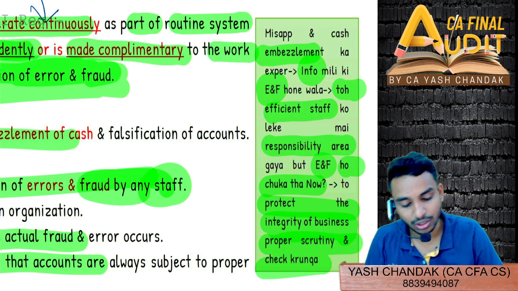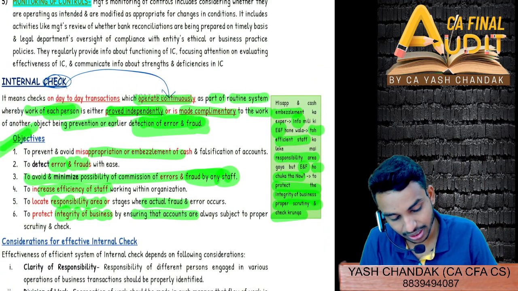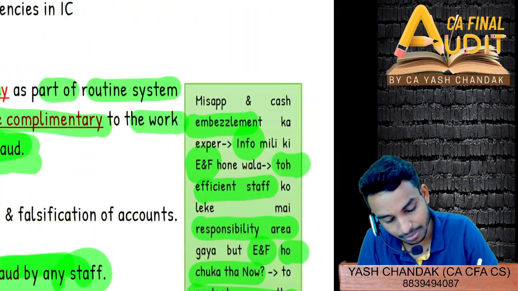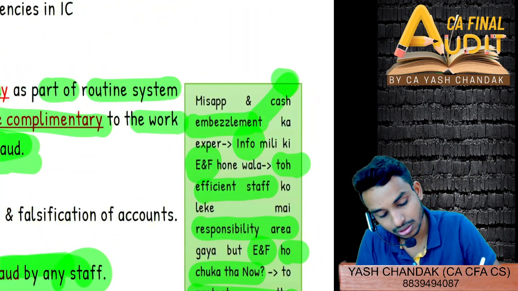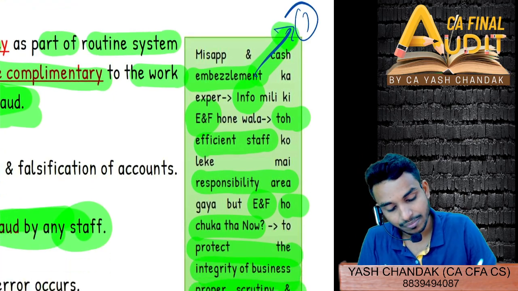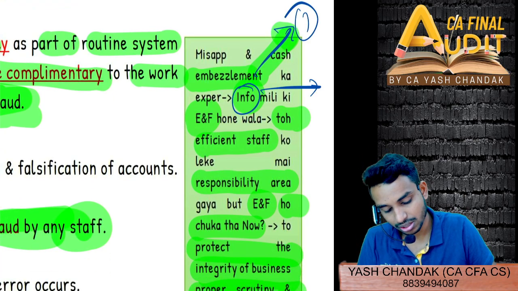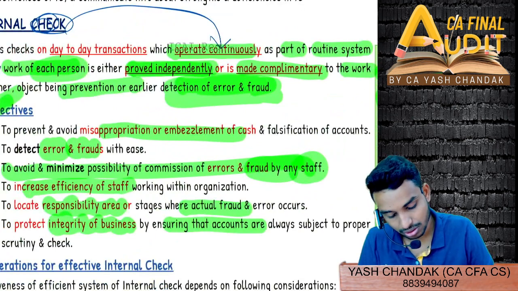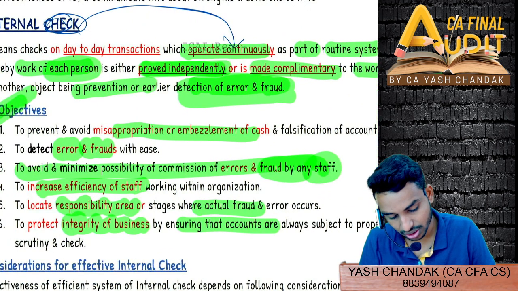So you'll realize that almost all of the points I have covered sequentially. Misappropriation of cash and cash embezzlement, first point, right? Then information.